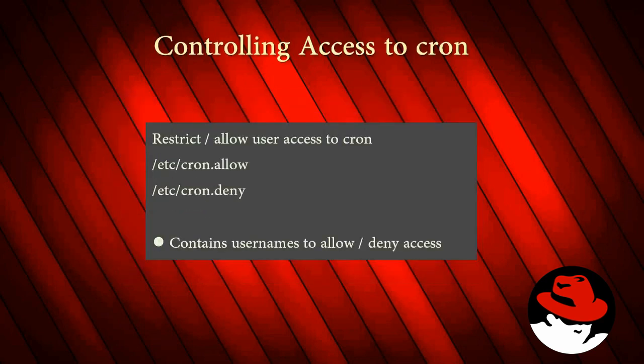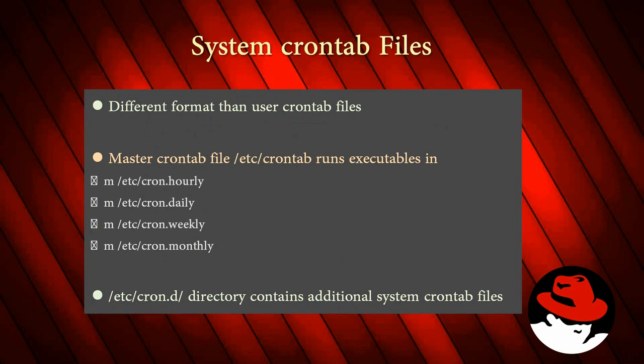You can control access to cron. You can restrict or allow user access to cron using the cron.allow or cron.deny file located in the /etc directory. It contains a username to allow or deny access. There are system crontab files as well. They have a different format than user crontab files. The master crontab file runs executables in hourly, daily, weekly, and monthly periods. The cron.d directory contains additional system crontab files.